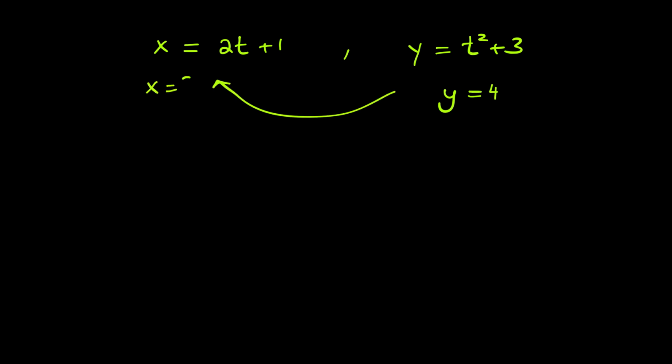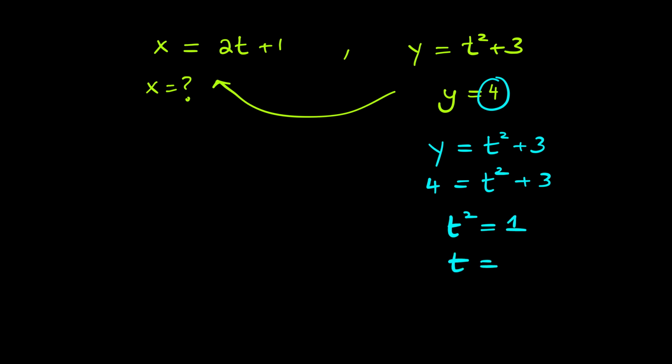Similarly, keeping the same two parametric equations, x equals 2t plus 1 and y equals t squared plus 3, this time we are given a y coordinate of 4, and the question asks for the corresponding x coordinate. We have y equals t squared plus 3, and the value of y is 4, so t squared plus 3 equals 4. Therefore, t squared is equal to 1, so t is plus or minus 1. This means that we will have two possible values of x coordinates.